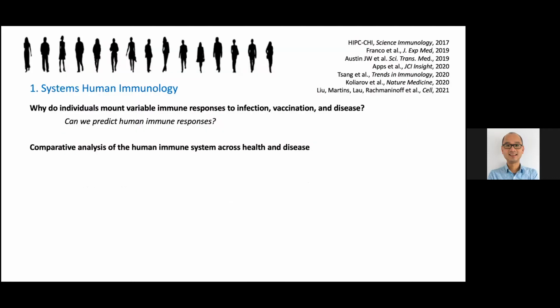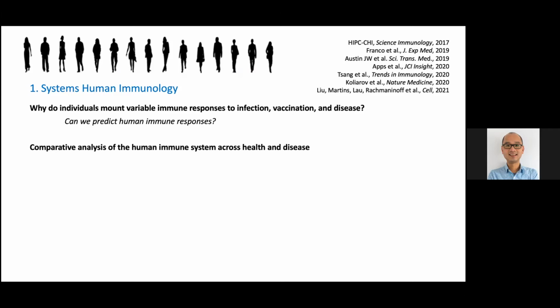So my lab works in three areas of systems immunology. First is really human immunology. So a key question we ask is, why do individuals in the human population mount variable immune responses? We also conduct comparative analysis of human immune states across health and disease, to better understand common pathophysiology across different diseases, and also to define metrics of immune health.